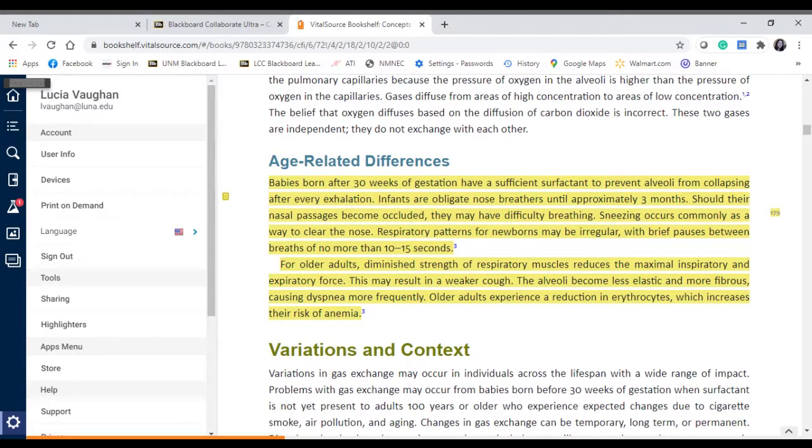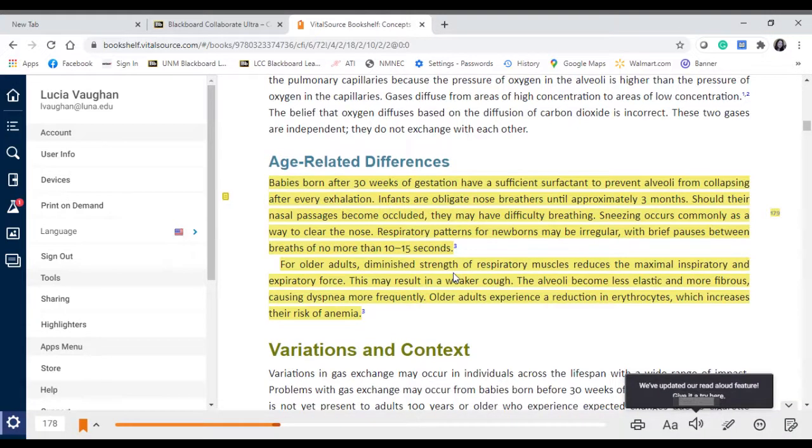For older adults, diminished strength of respiratory muscles reduces the maximal inspiratory and expiratory force. This may result in a weaker cough. The alveoli become less elastic and more fibrous, causing dyspnea more frequently. Older adults experience a reduction in erythrocytes, which increases their risk of anemia.